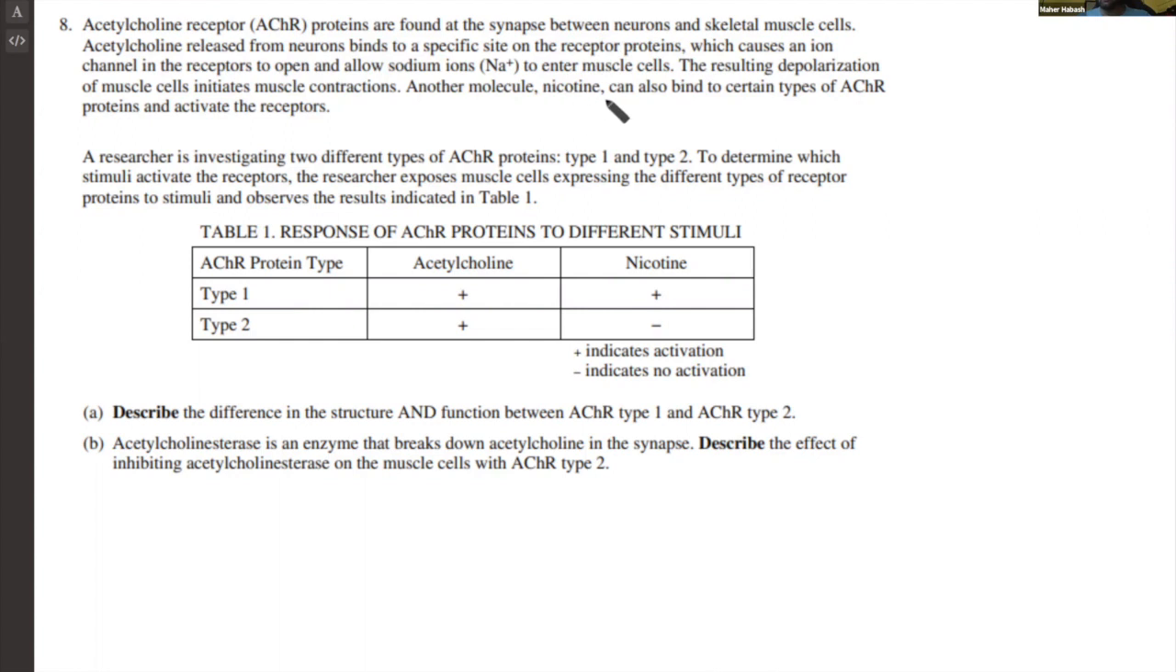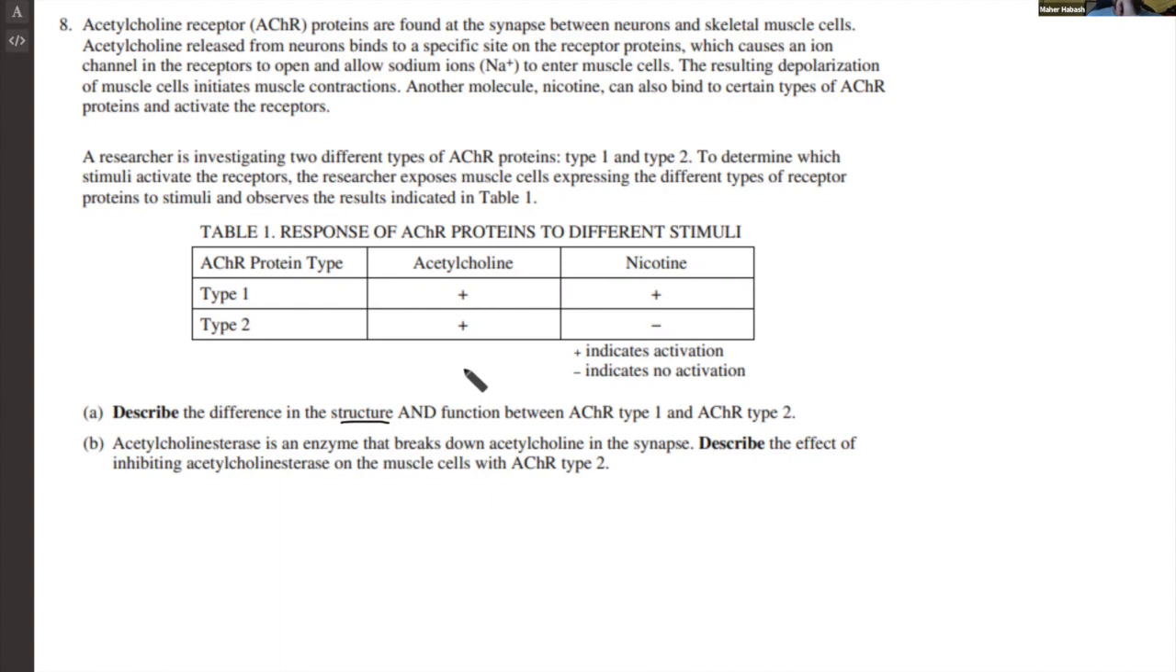Another molecule, nicotine, can also bind to certain types of AChR proteins and activate the receptors. A researcher is investigating two different types of AChR proteins, 1 and 2. To determine which stimuli activate the receptors, the researcher exposes muscle cells expressing the different types of receptor proteins to stimuli and observes the results indicated in Table 1. Plus for acetylcholine, plus minus for nicotine. Describe the difference in structure and function between AChR type 1 and type 2.